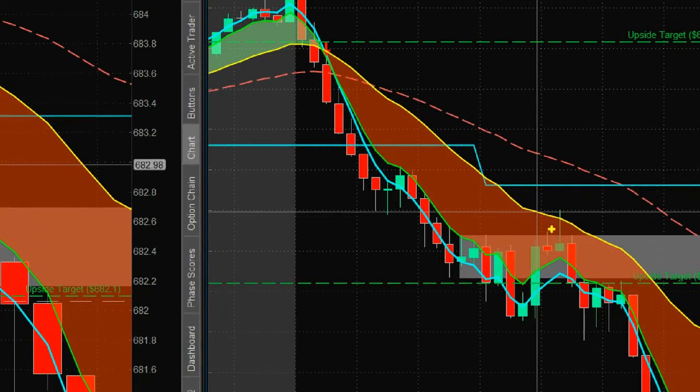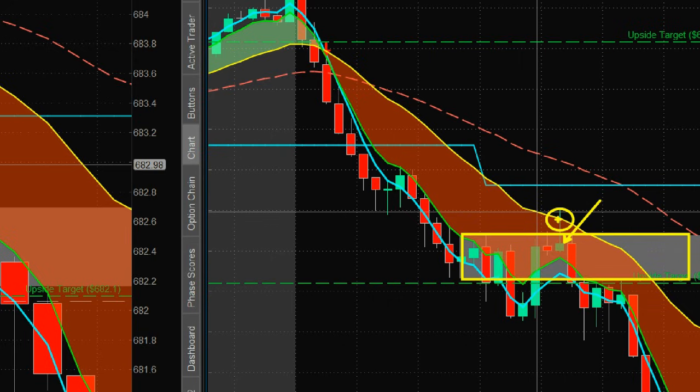Price comes back up into the 20, can't close. We're in short right here. I'm in short as soon as this candle closes. All right, I want to be very clear here. As soon as this candle closes, after wicking into the 20, I am in short. Why though? Like, why right here?